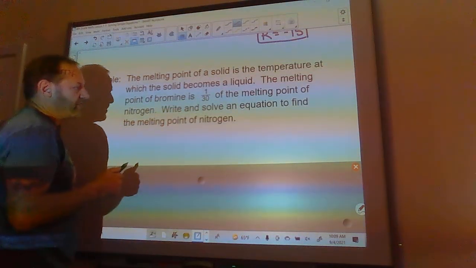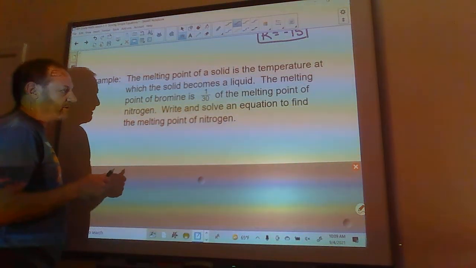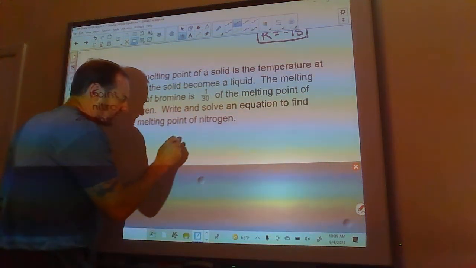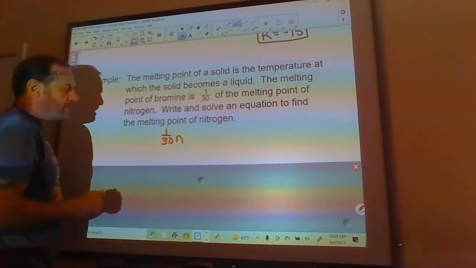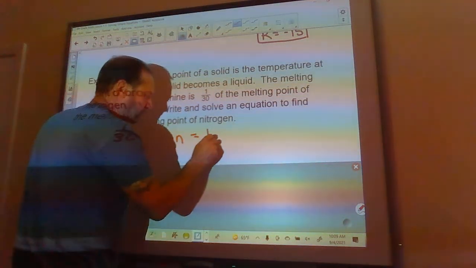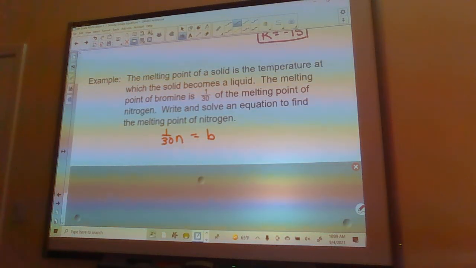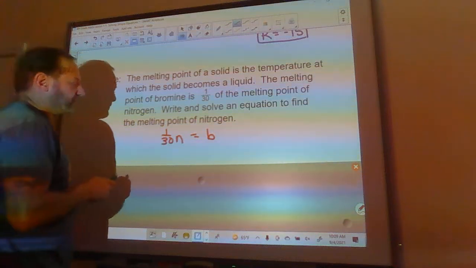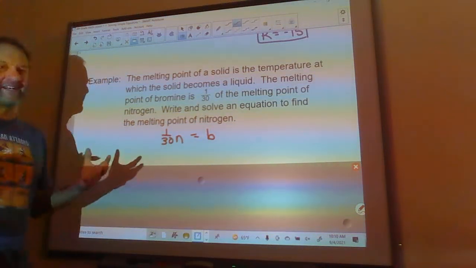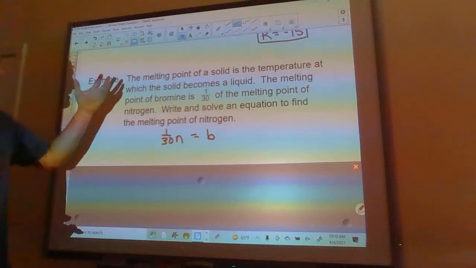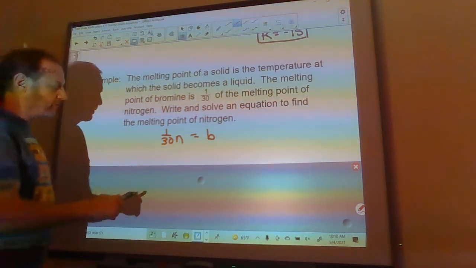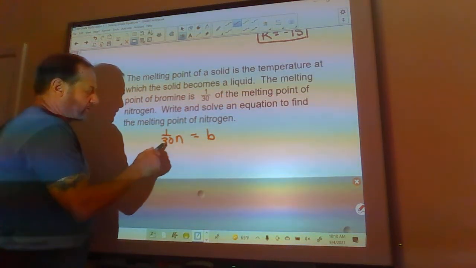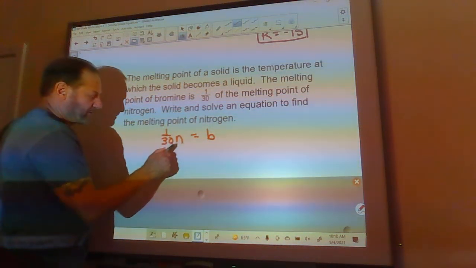Bromine is 1/30th that of the melting point of nitrogen. So the melting point of nitrogen, let's call it N, and then 1/30th of N equals the melting point of bromine. Now what we need to do is find the melting point of nitrogen. We're not going to get a number on this problem because we don't have a number in here that tells us anything except the 1/30th. So we're going to get an equation. If I want to find the melting point of nitrogen, I'm going to solve for N.